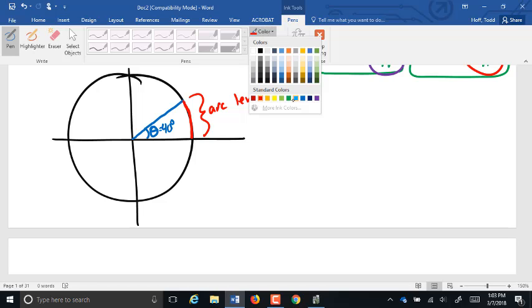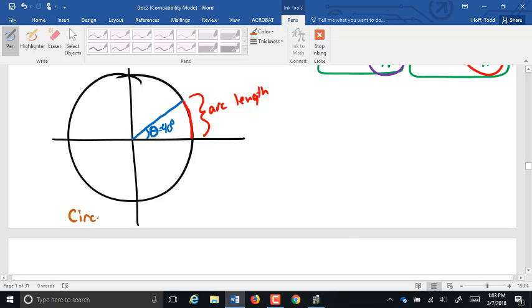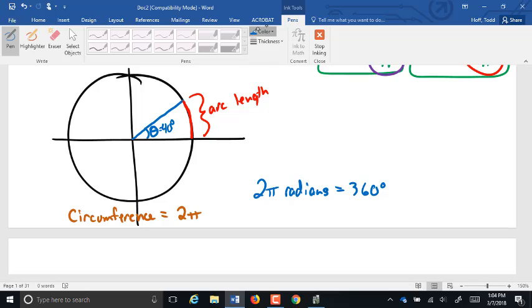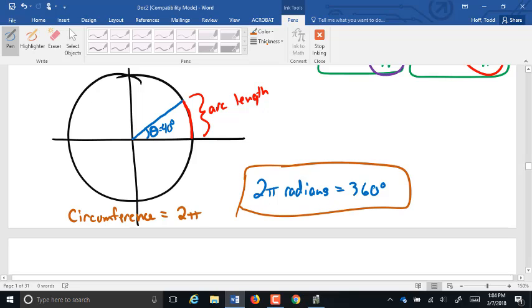We said the circumference of this circle is equal to 2 times pi. Because it has a radius of 1, so it has a diameter of 2. So the circumference is diameter times pi, or 2 times pi. So the full circle would be 2 pi radians. In degrees, of course, a full circle would be 360 degrees. So we have that equivalency, just like we did in our linear measurements.